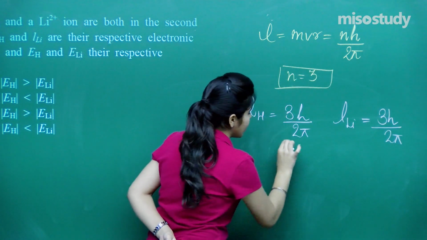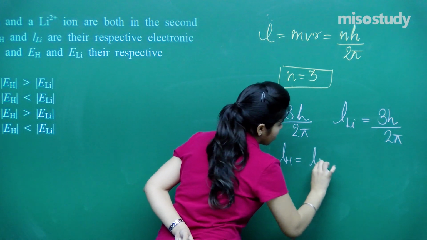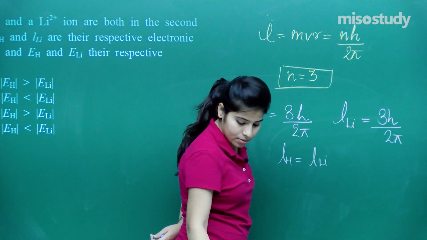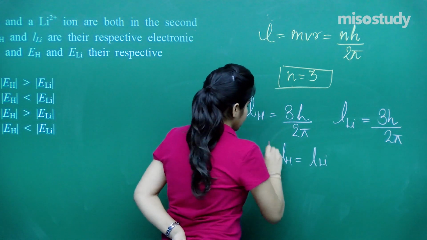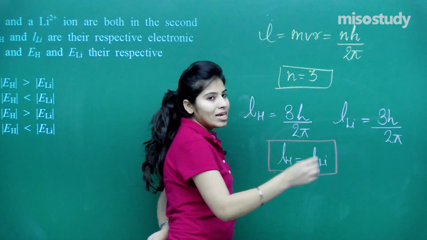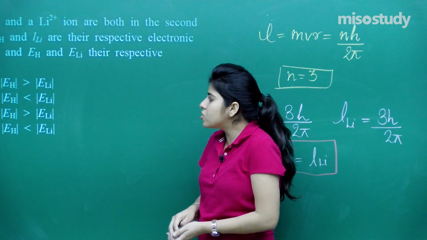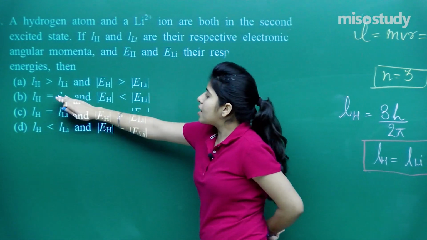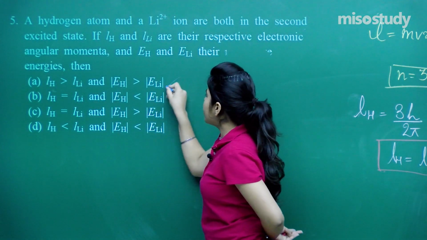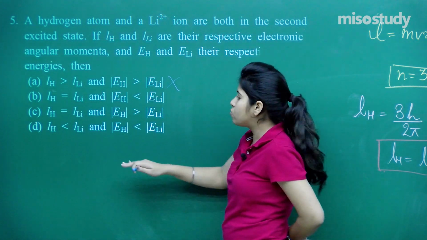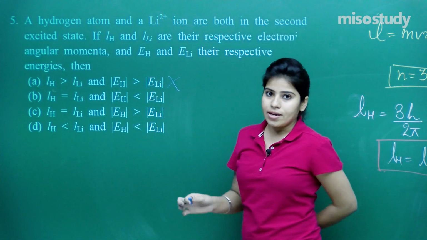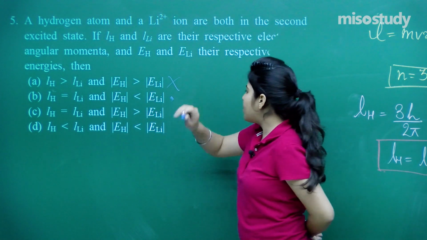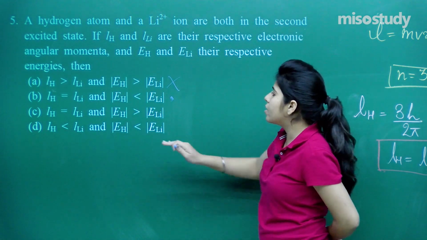So you can see here LH has come out to be equal to Li. That means one relation has been arrived at. So let me reduce the number of options. I can see that LH is greater than Li. Definitely this cannot be the answer. LH equals Li, yes, I will be taking this one as a possibility over here.